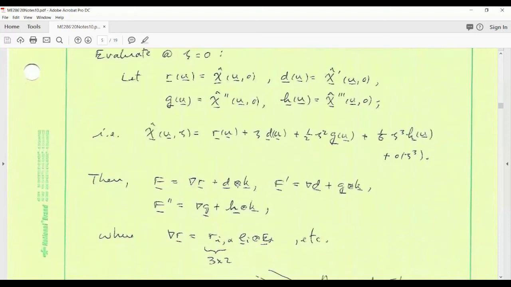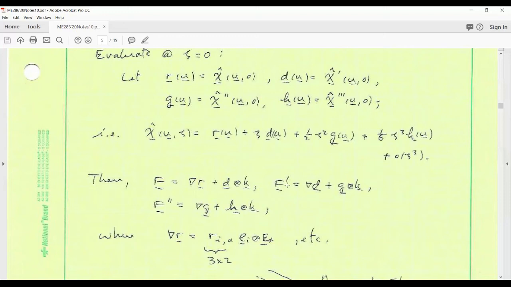Okay, so we can now evaluate f tilde or f hat on the midplane, where zeta equals 0. That was grad chi hat at zeta equals 0, in other words, grad r. And then the through thickness derivative on the midplane was d. So we get f on the midplane in terms of the 2D gradient of the midplane deformation and its through thickness derivative.